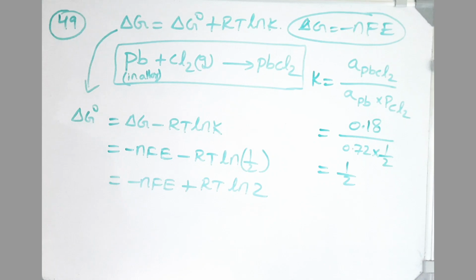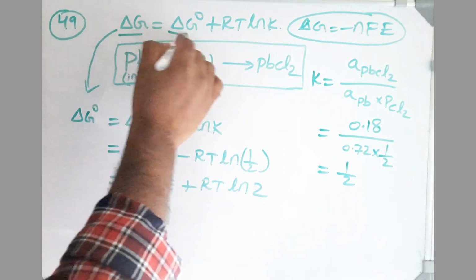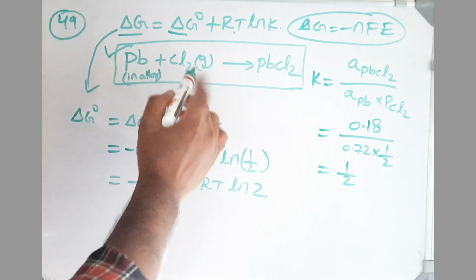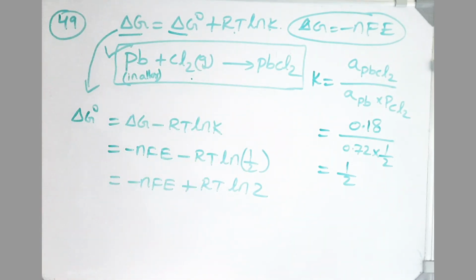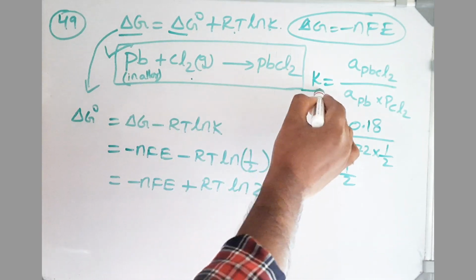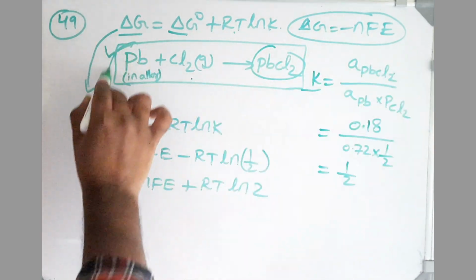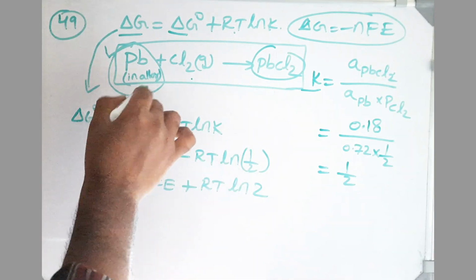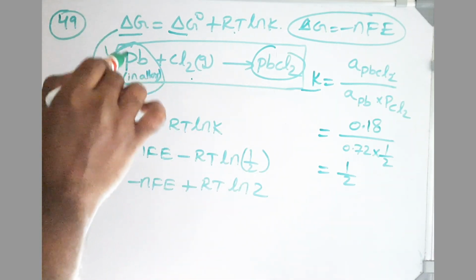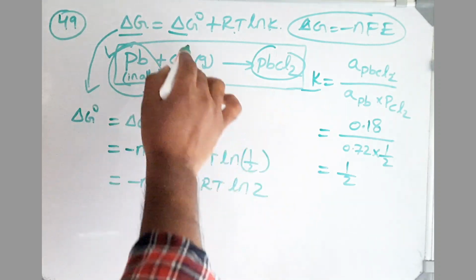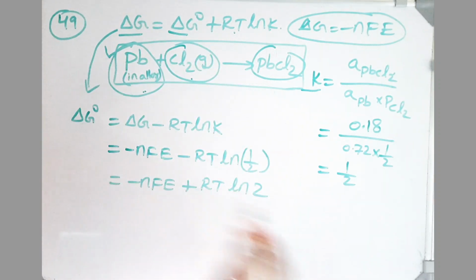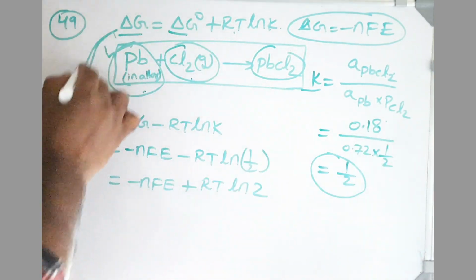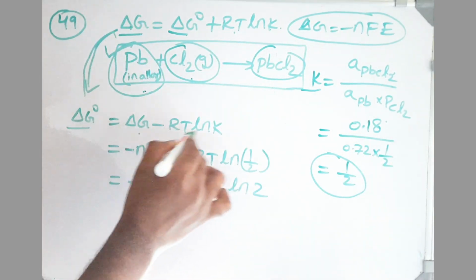Friends, question number 49. We know delta G is equals to delta G naught plus RT ln K, and this is the equation. This is the complete reaction of the cell represented in the question. So the equilibrium constant K is given by activity of PbCl2 divided by activity of lead. Here lead is not staying as a pure element, so the activity of lead is given in the question because it is an alloy of gold and lead. So activities are given, partial pressure of Cl2 is also given. Substituting these values, we get K is equals to half. So from this equation, we get delta G naught is equals to delta G minus RT ln K.